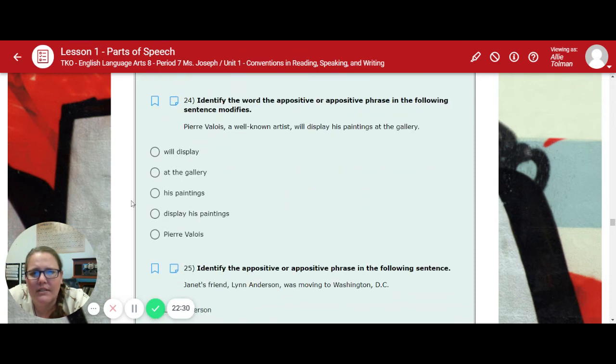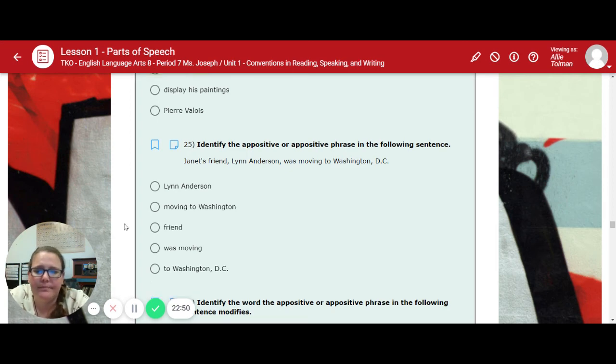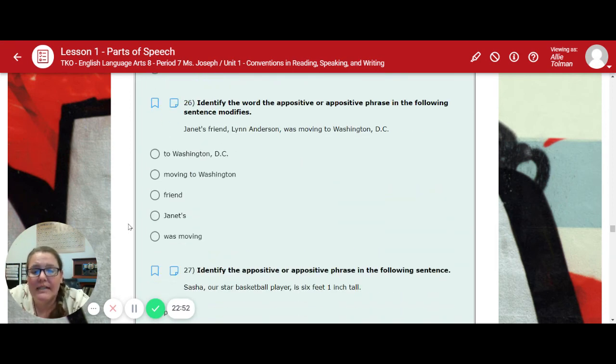Identify the word the appositive or appositive phrase in the following sentence modifies. Pierre Valois, a well-known artist, will display his paintings at the gallery. Number 25. Identify the appositive or appositive phrase in the following sentence. Janet's friend, Lynn Anderson, was moving to Washington, D.C. Identify the word the appositive or appositive phrase in the following sentence modifies. Janet's friend, Lynn Anderson, was moving to Washington, D.C.